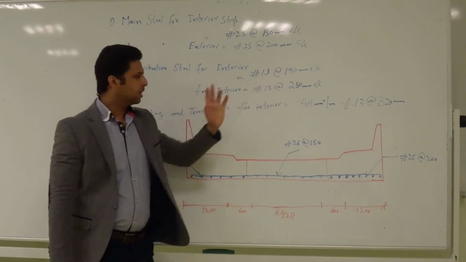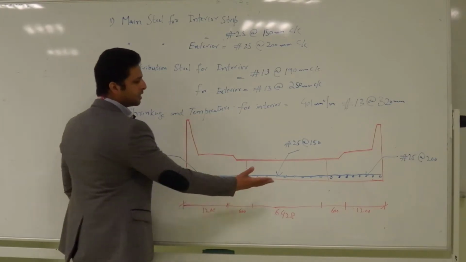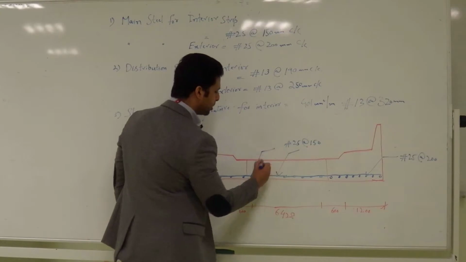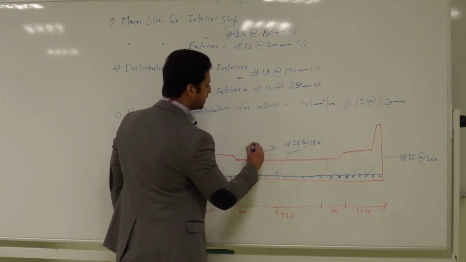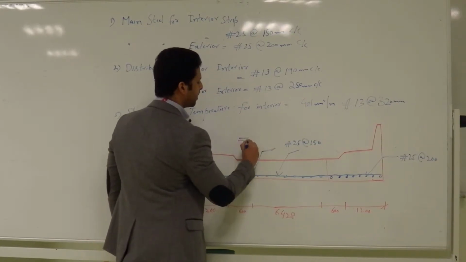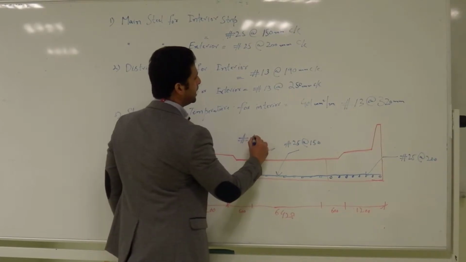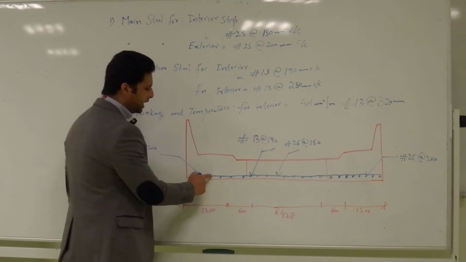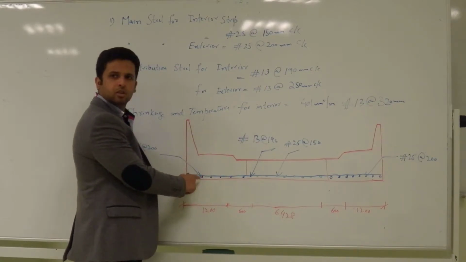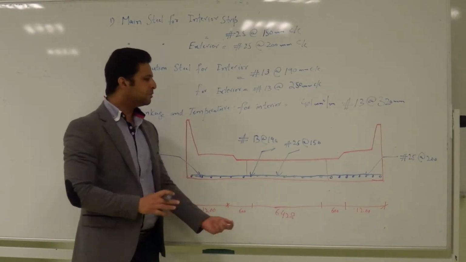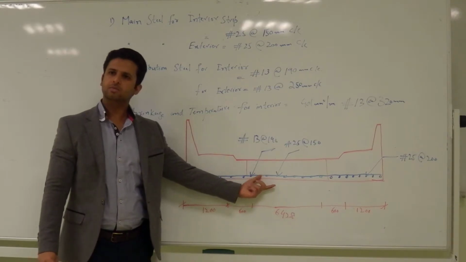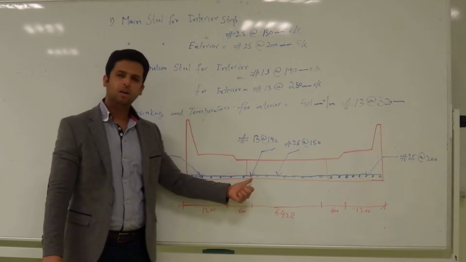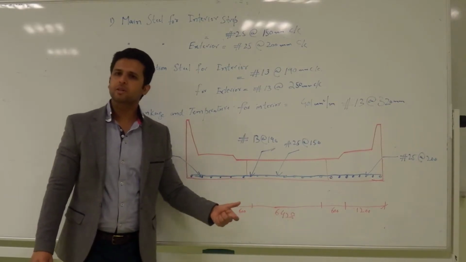You know what is happening? For the center interior strip we need number 13 at 190. And here we need number 13 at 250. But it means we have to break the bar. Do you understand or not? Yes. We have to break the bar, which I don't prefer.